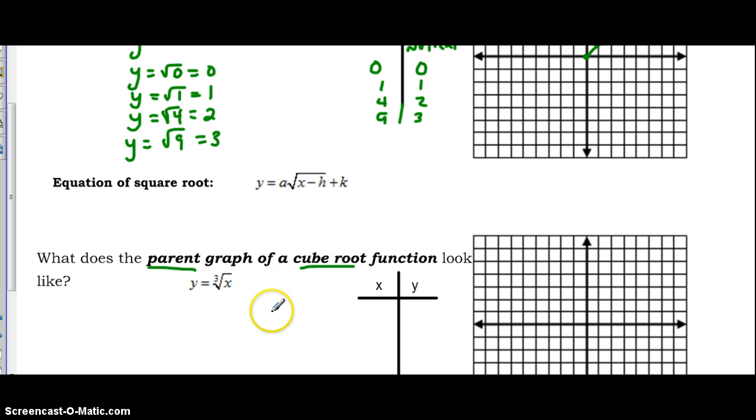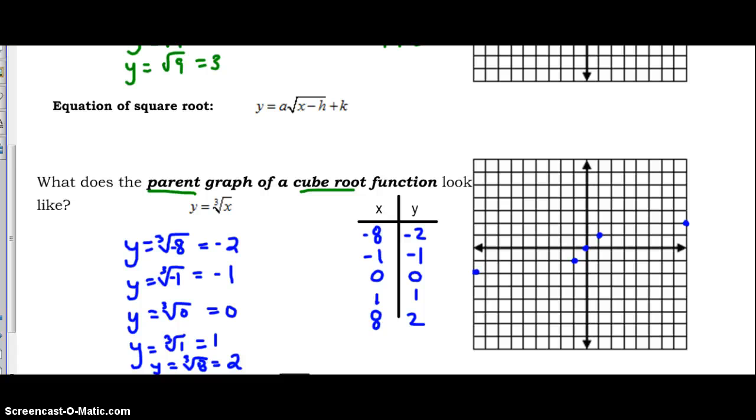So let's go ahead and try some points on your own. Plug in x values, think of perfect cubes that you're using so that you can get a nice graph. It's easy to plot on your grid. Okay, so in this case we can take a negative cube root for our value. So think of all your perfect cubes. Negative 8, if I plug that in for x, would give negative 2 as the y value.